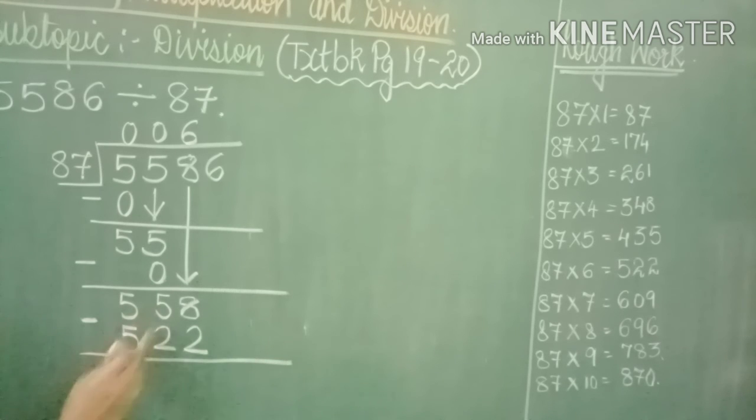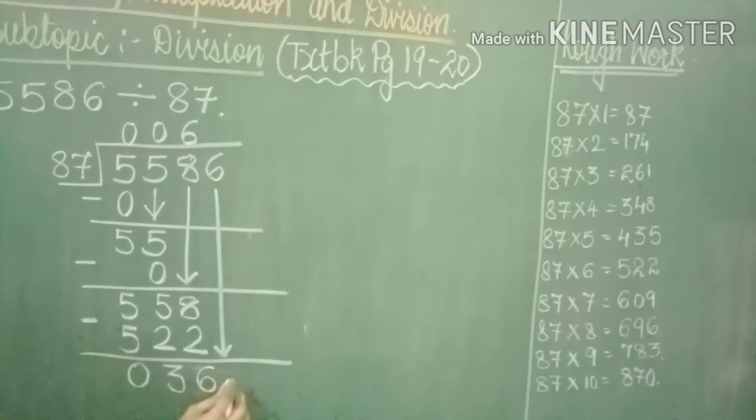And we are going to do a minus sign. Now this you have to do it mentally, subtraction. 8 minus 2, answer will come as 6. 5 minus 2, answer will come as 3. 5 minus 5, answer will come as 0. And we are going to pull down the next number, that is number 6, with the help of an arrow. Now we have to check it in the 87 table. 366, less than 366, any number is there or what?